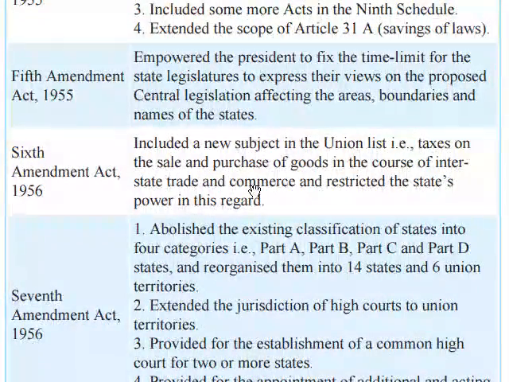Fifth Amendment Act 1955 empowered the President to fix the time limit for the state legislatures to express their views on the proposed central legislation affecting the areas, boundaries and names of the states.